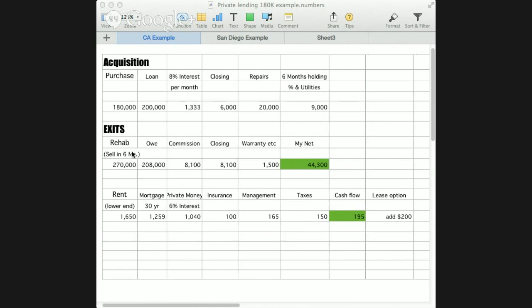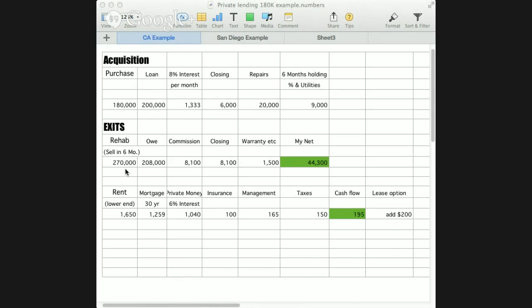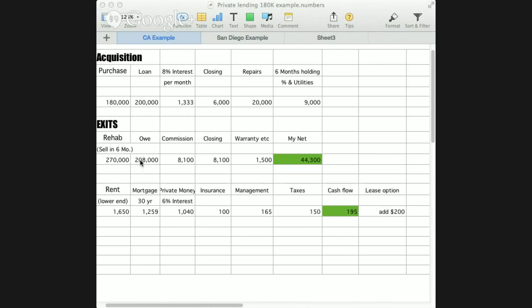When you sell in 6 months after it's rehabbed, you are anticipating a sale price of $270,000, and that's based on the comps. And you can even show them an example of comps in the area. You owe $200,000 for the loan plus another $8,000 in interest. You'll probably pay a 3% commission to the buyer's agent to find you a buyer. We usually do a flat fee listing so that we're not paying a seller's agent.